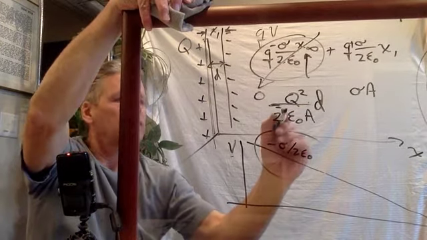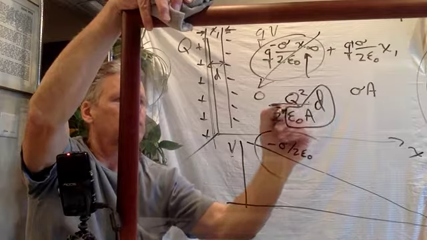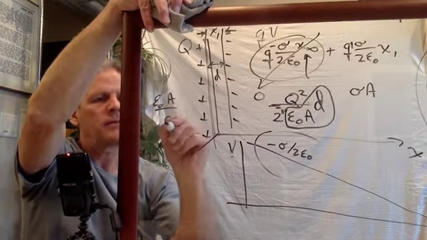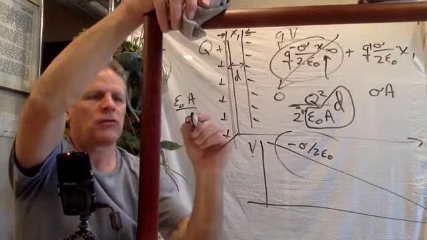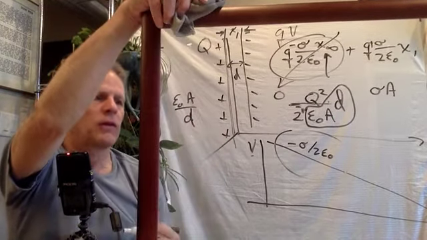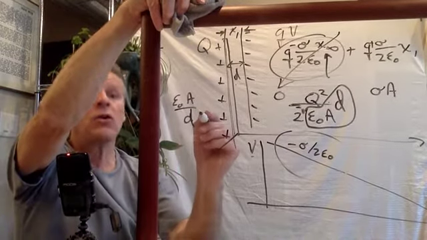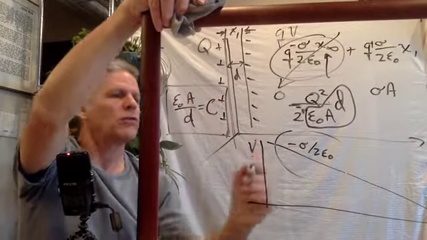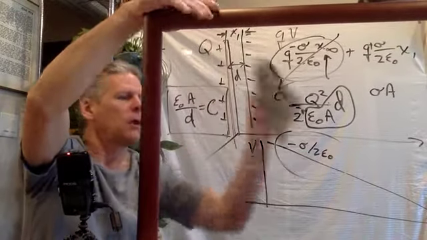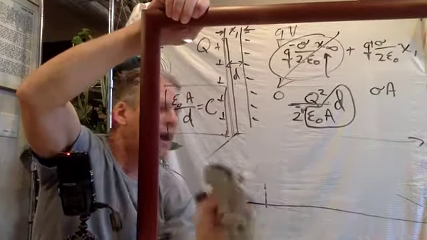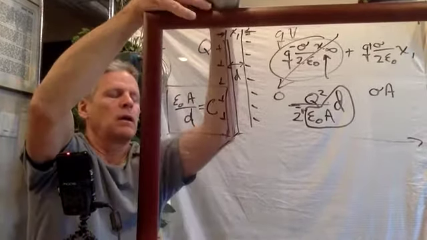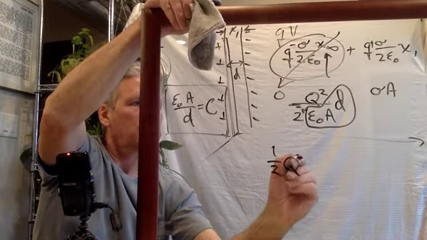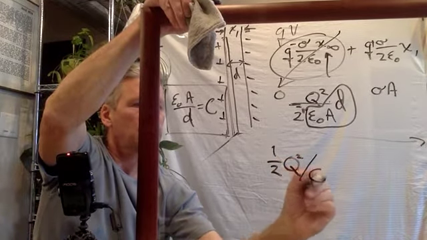Now, what is epsilon 0 A over D? I'm not sure that you're seeing that. So, okay, what is epsilon 0 A over D? You will recall this is our capacitance. So what have we just discovered here? We have discovered that we have changed the energy by 1/2 Q squared over C.